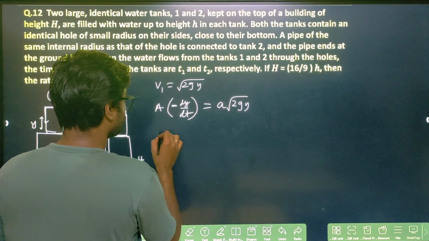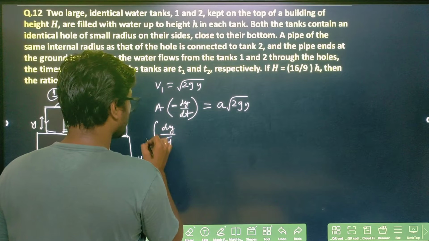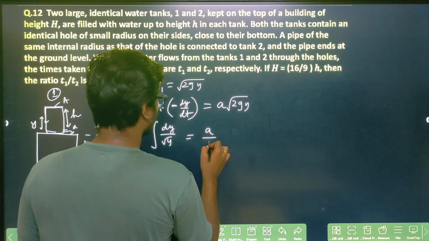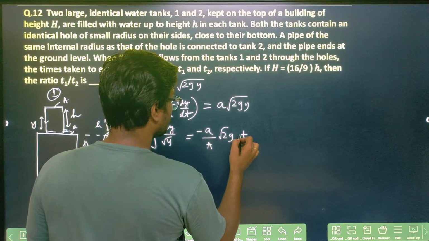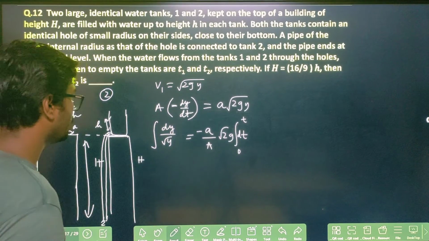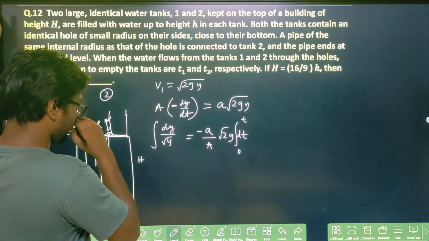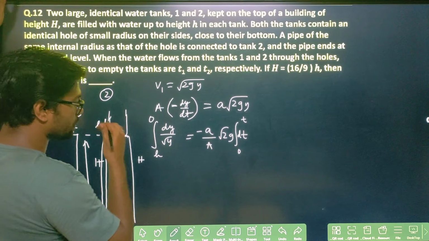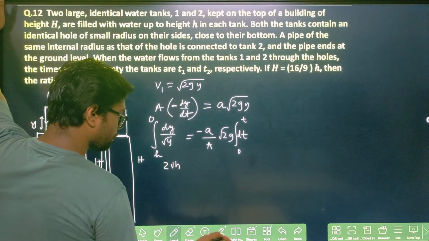So you can say that the integration of dy divided by root y is equal to a by capital A, with a negative sign, into root of 2g, into the integration of dt from 0 to t. Initially the height of the water is small h, finally it is 0. So how much time will it take? The integration will come as 2 root y.